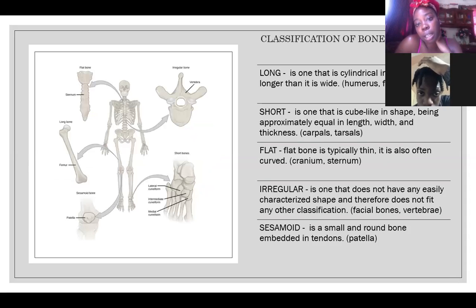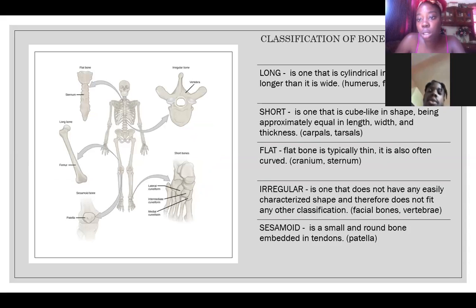Next, we are going to be dealing with different ways we classify bones. Now, we classify bones based on the shape. So, we're going to be dealing with long bones, short bones, flat bones, irregular bones, and sesamoid bones.